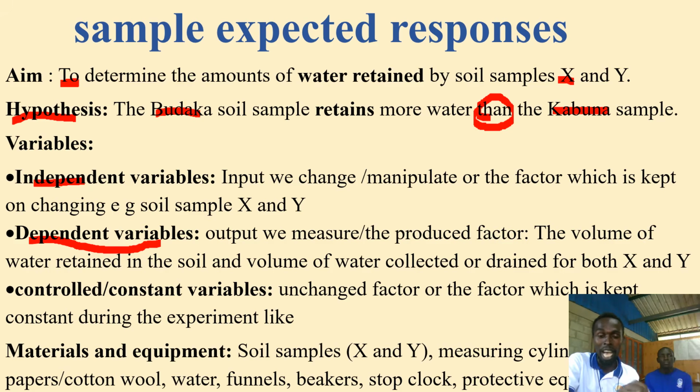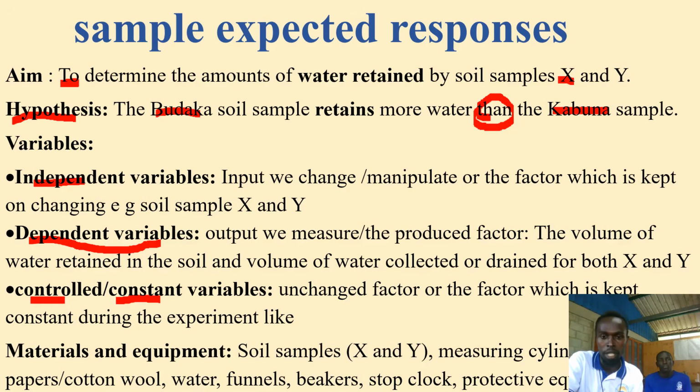So the volumes, the amounts, we are going to look at figures in soil sample A. How many milliliters did you collect? How about in soil sample B? And then we compare. Are they fitting in the hypothesis we had? We are going to look at that. Controlled or the constants. They can be controlled or constants.